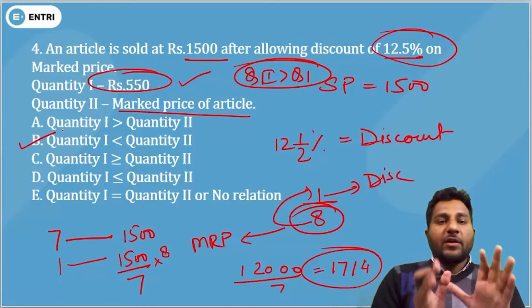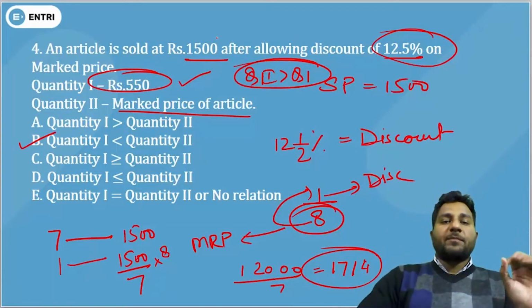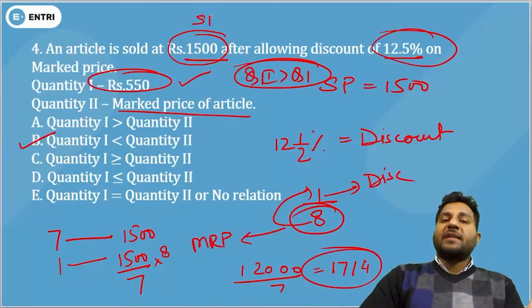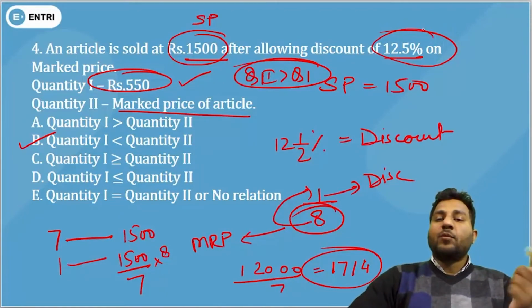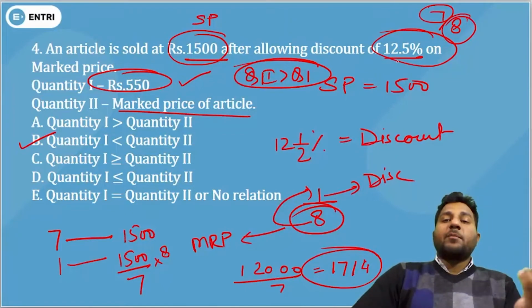Did you get it? I hope you all have got the solution. Just remember, it is sold at 1500 after allowing the discount on MRP. So its selling price would be 7 by 8. 7 is the selling price out of MRP, because discount will always be compared on MRP.